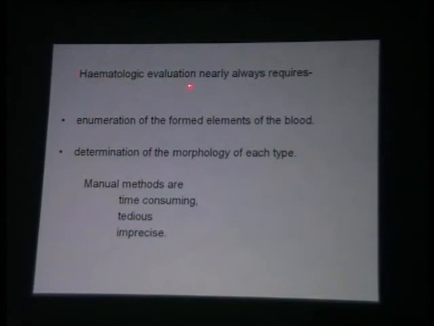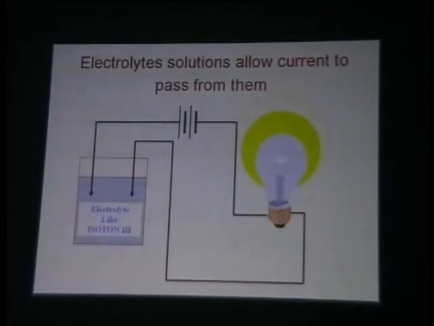Now, whenever hematologic evaluation is needed, we know that we need to do the enumeration of formed elements of blood. Dr. Wintrobe very easily said, use RBC, PCV and derive your factors. But these methods are very time consuming, tedious and very, very imprecise. So there was need for the development of certain counters or automated instruments.